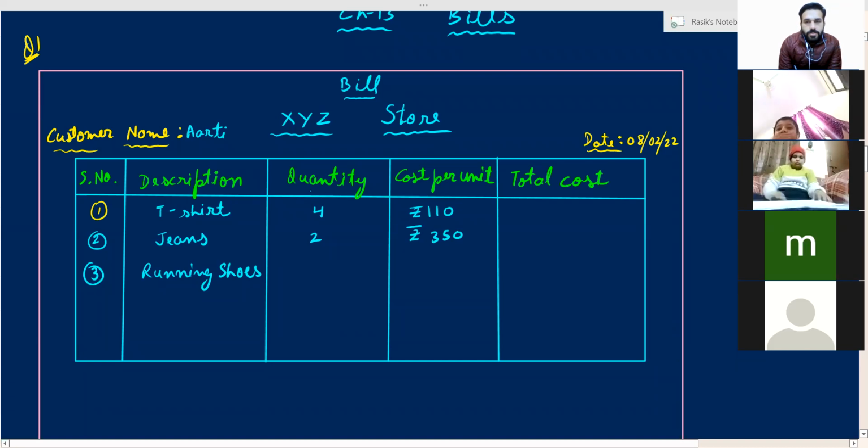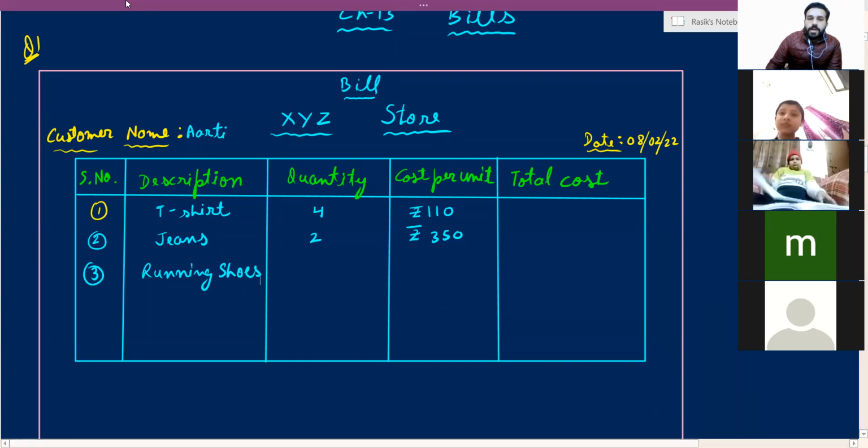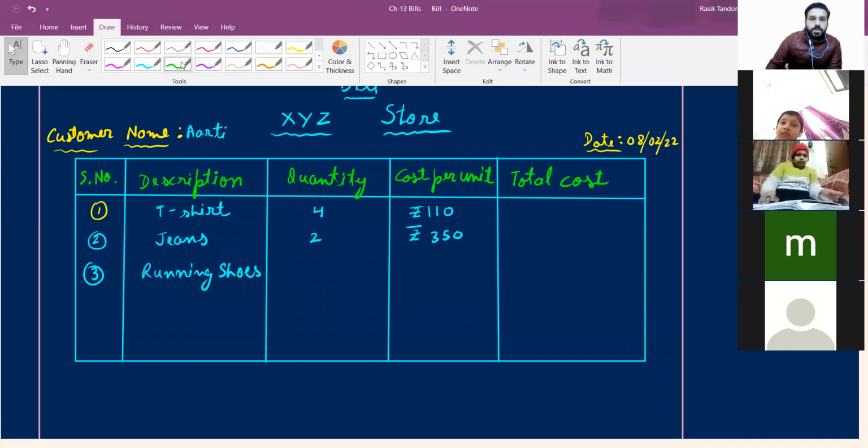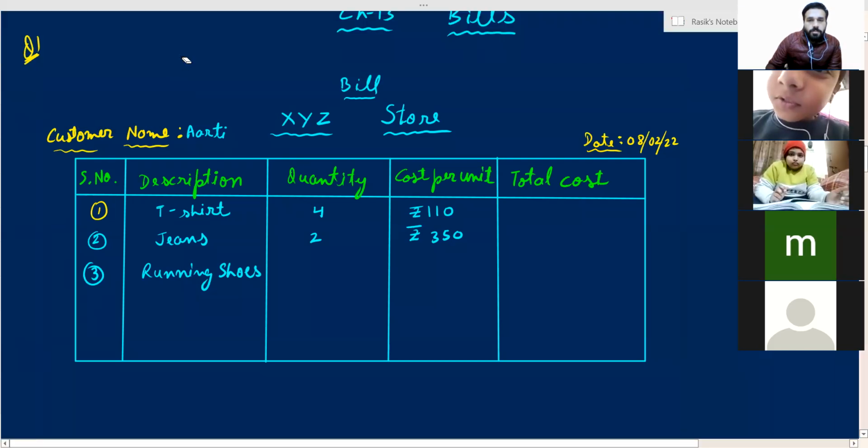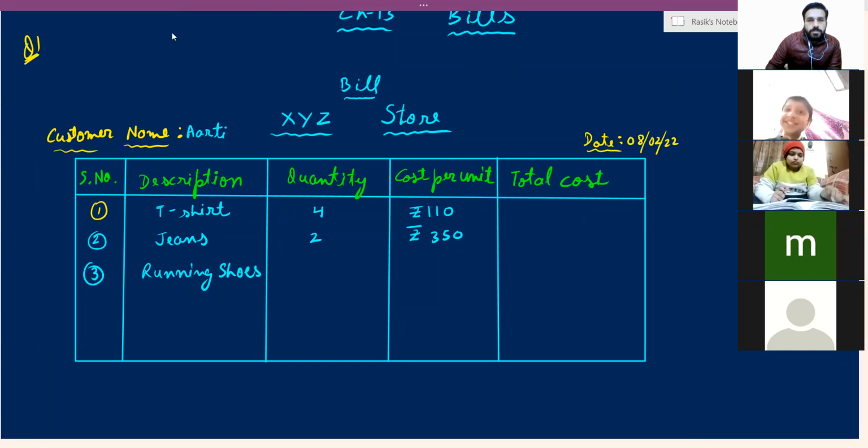Sir, I am saying there is a box, a red color box. No, that is not necessary to make. It is not compulsory to make that box. The inner table you have to make. Okay, so I am erasing it. It is not compulsory to make the outer one. Happy? Erased.